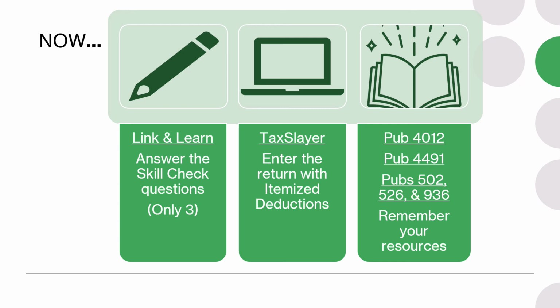And as always, remember your resources, Publication 4012, Publication 4491, and for this lesson we had Publications 502, 526, and 936 that can give us a little more detail about what particular kinds of things might be deductible if we have any situations where something might be on the line, or we're looking at needing to allocate an expense as partially deductible or partially not. So those are always available during training, during your open book exams, and absolutely they are available to you when you are in the field.